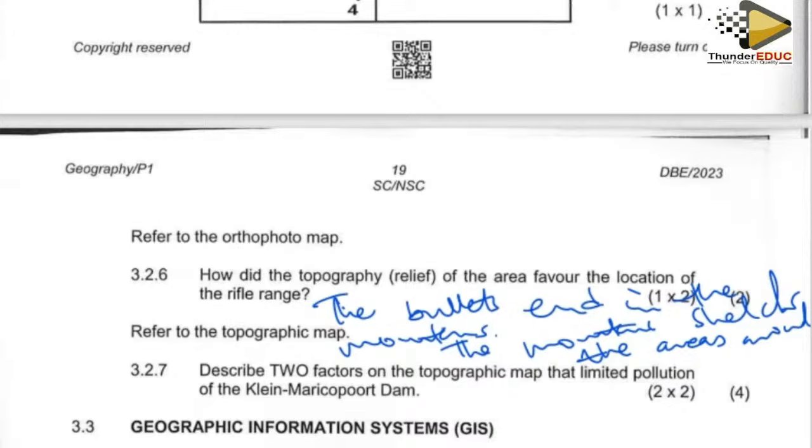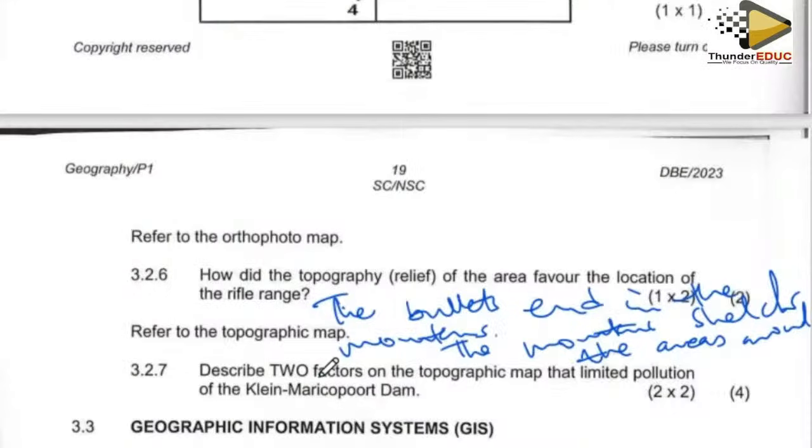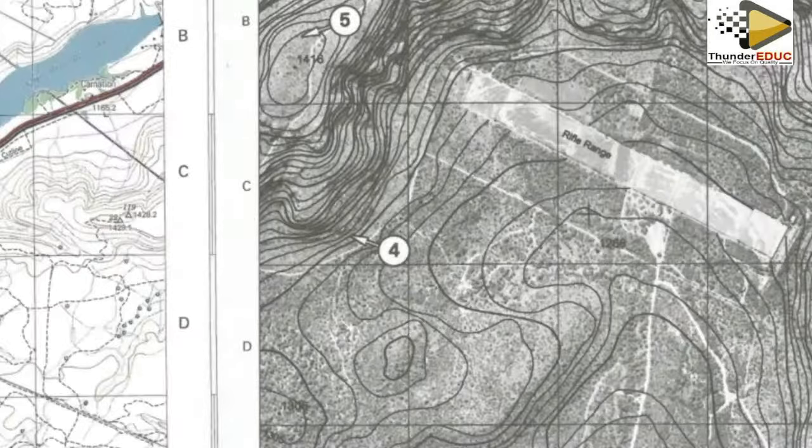3.27. Describe two factors on a topographic map that limited the pollution of the Climatology dam. You come here. Where is the dam? The dam is here. But the question says two factors on the topographic map that limited pollution. What limited pollution there? First of all, the first factor is that the dam is located in between mountains. Okay, it's in between mountains, number one.